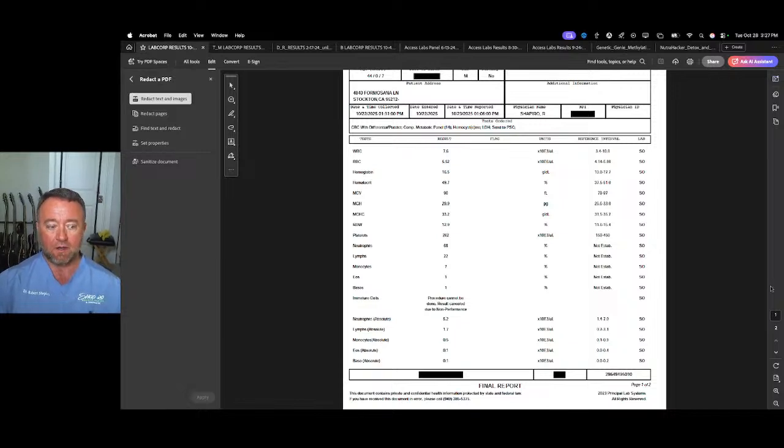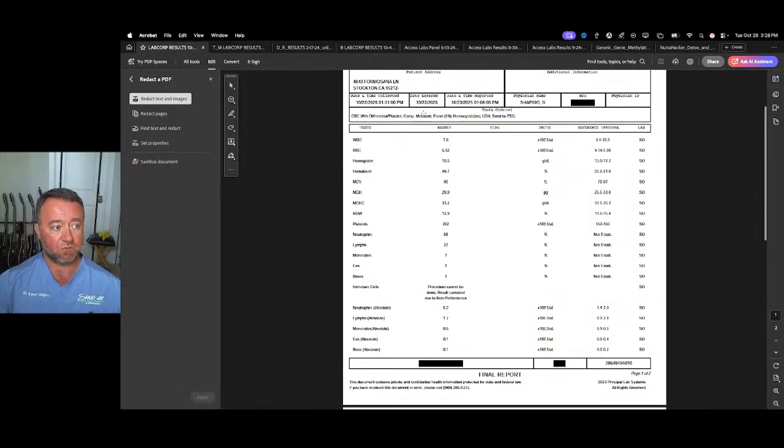Anyway, I went ahead and ran this. We did the phlebotomy, right? And I ran this panel. I wanted to see if his red blood cells fell back into a normal range, and they did. They're all within the ranges here. They're a little bit on the higher end.